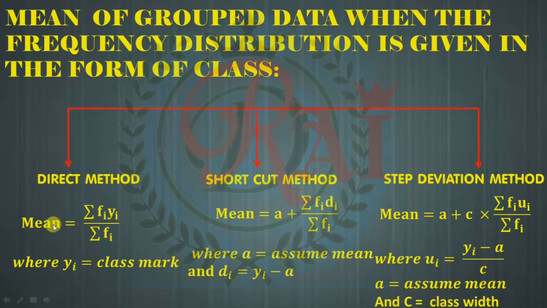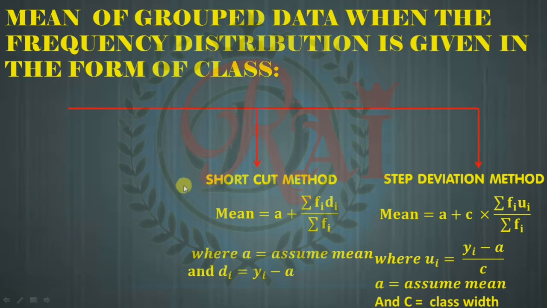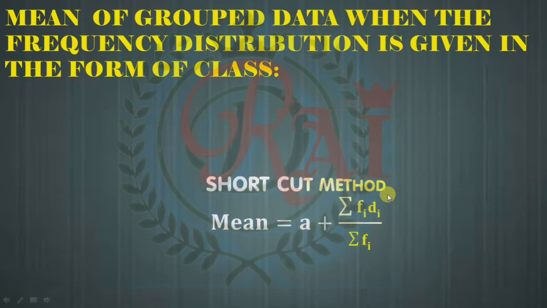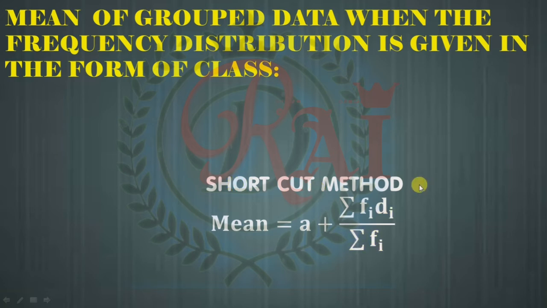We have already discussed the direct method in our previous class. So today we will do the shortcut method and step deviation method. Let's start with the shortcut method, where mean equals a plus summation of fi di divided by summation of fi.